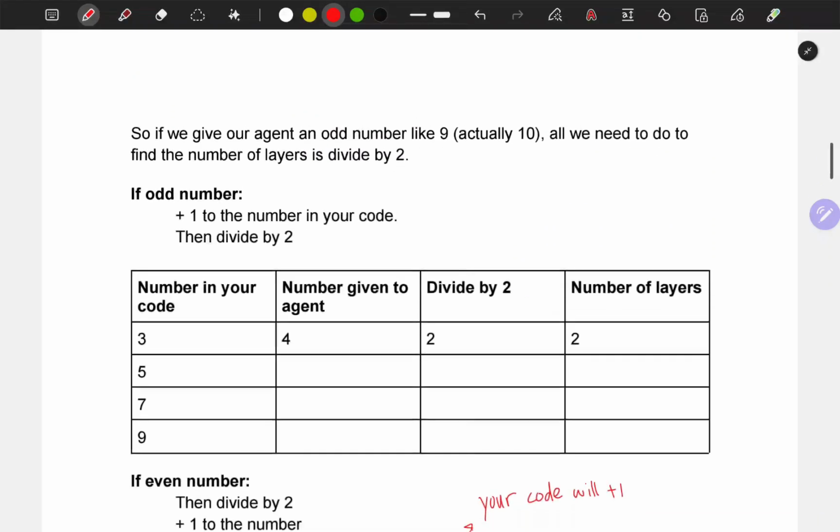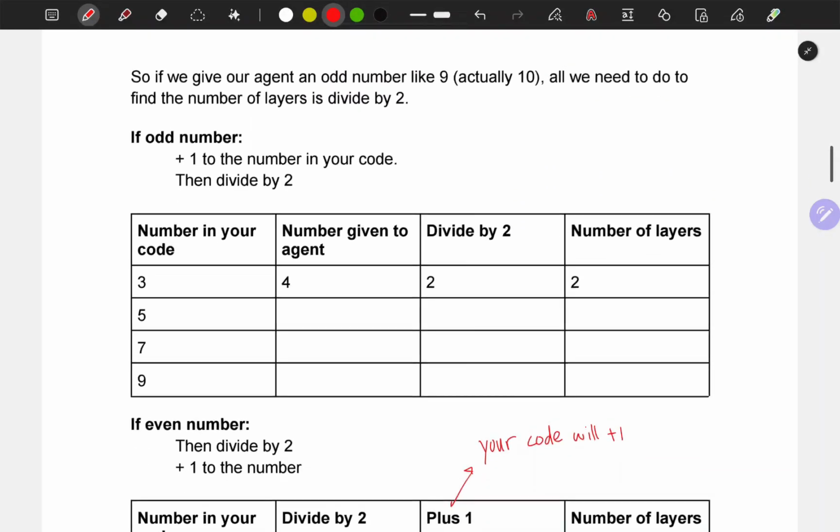Okay, so if it's an odd number, it's super easy, right? All we do is plus 1 to the number in your code, divide by 2, and that is the number of layers. So here would be plus 1, which is 6. Then we divide by 2, which is 3. Number of layers is going to be 3. And I'll show you right now.